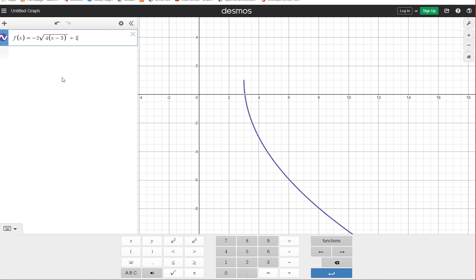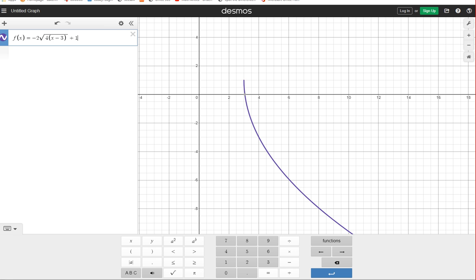So this is my square root function, but I've done 4 different types of transformations to it. My a value was a -2, so it stretched it out by 2. My y values, I multiplied my y values by -2, which stretched it out and flipped it. My k value is a 4, which means I divided all my x values by 4.